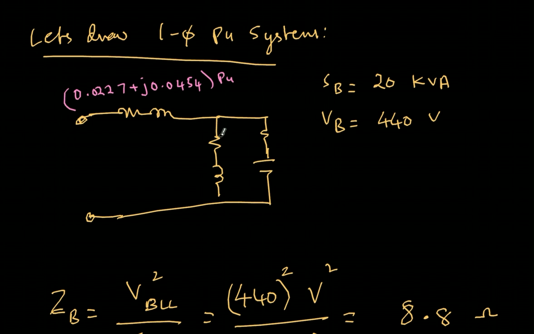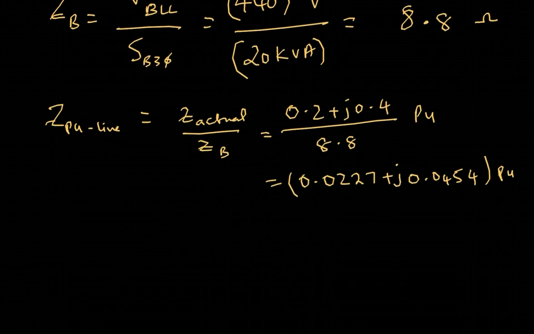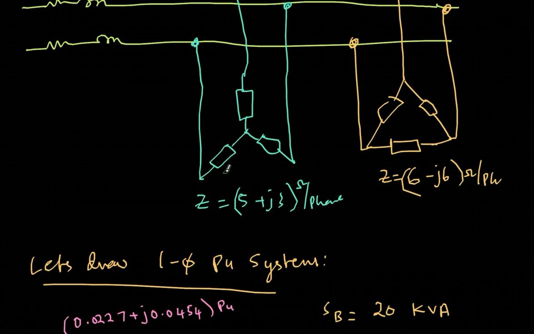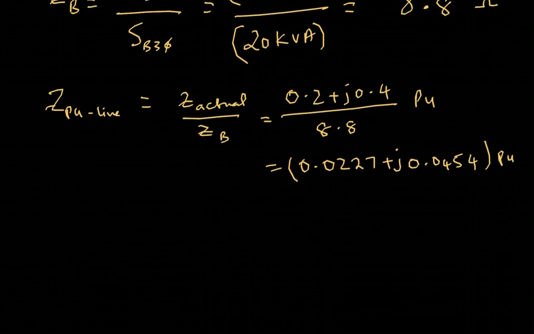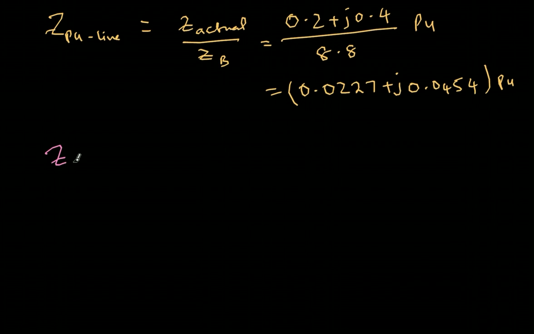Now, what about this one? So you look at the calculation. Here it's already star connected and 5 plus J3 is there. So I can right away represent it as Z per unit of load 1. Since it's already star connected, I can take the same thing. So 5 plus J3.